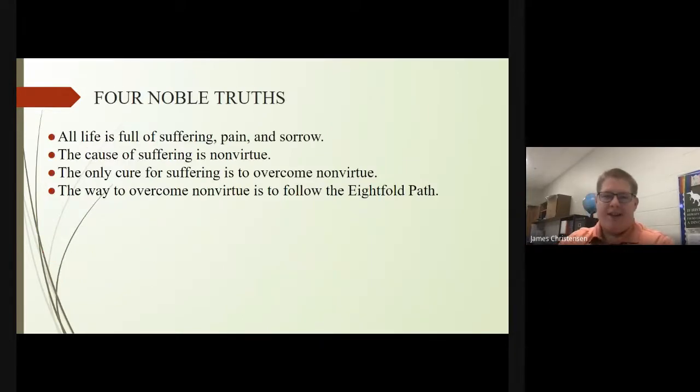Now, it's also here he establishes the Four Noble Truths. These include that all life is full of suffering, pain, and sorrow. The cause of suffering is non-virtue. The only cure for suffering is to overcome non-virtue. And the way to overcome non-virtue is to follow the Eightfold Path. Essentially, he believed that if you follow these Four Noble Truths and strive to follow that way of life, that you would then achieve enlightenment and reach nirvana.